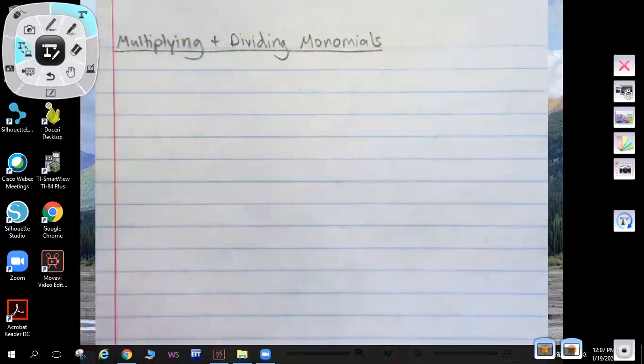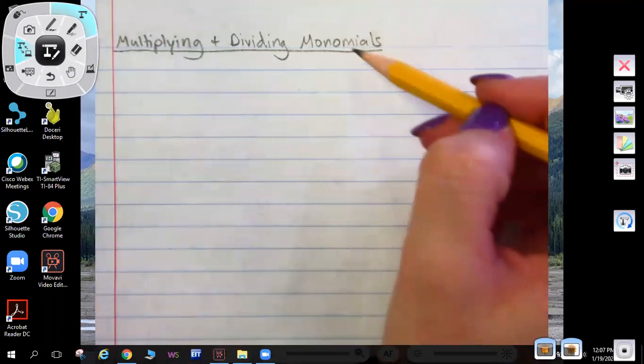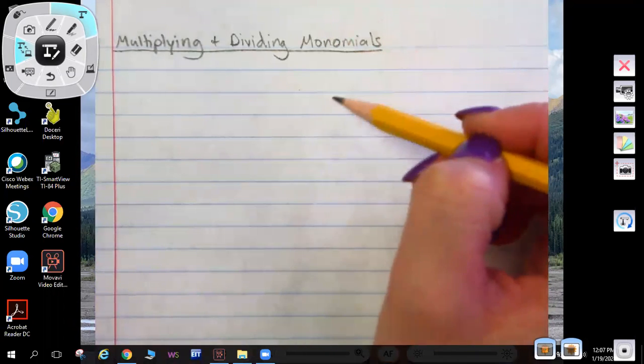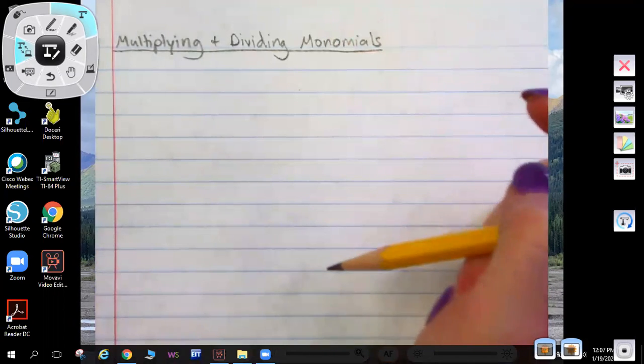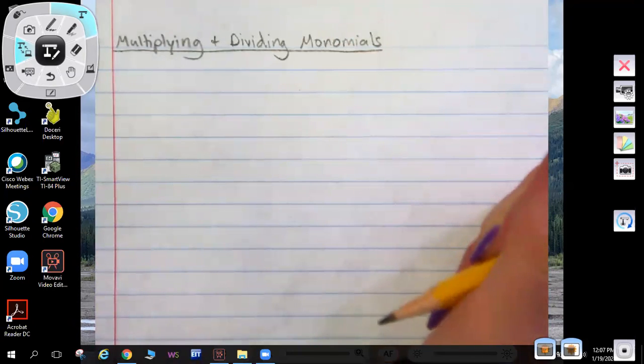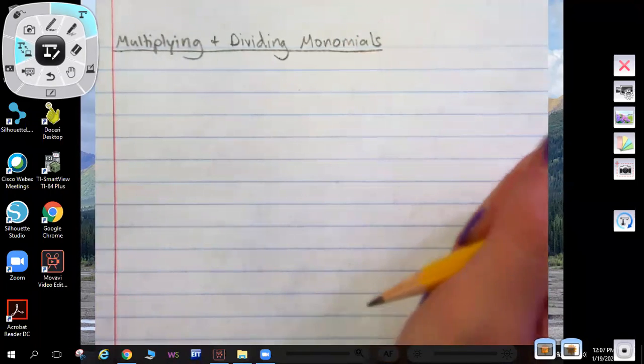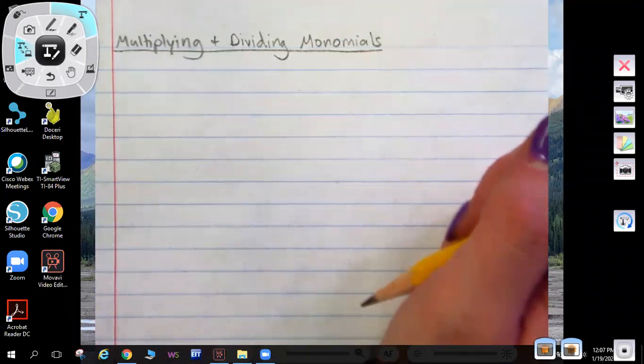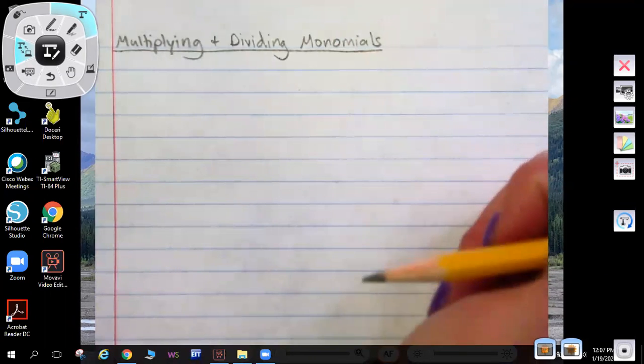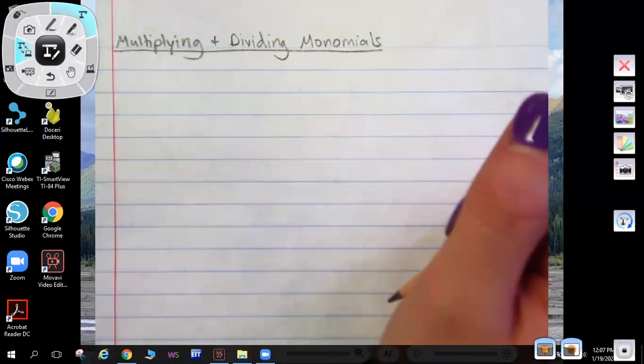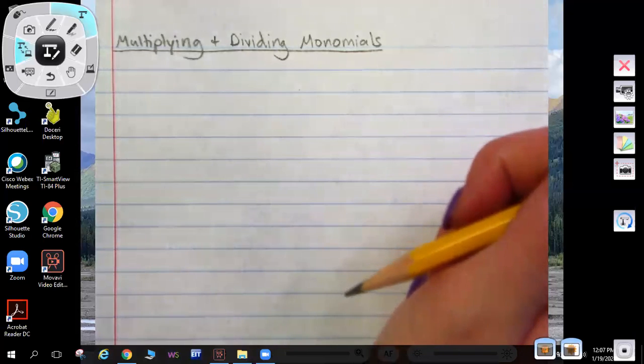Hopefully today's lesson is going to be just a reminder for you guys. You should have learned some of this either in Algebra 1 or Algebra 2. Just a reminder, a monomial is just an equation that only has one term. Like rather than having x squared plus 3x plus 27, you're just going to have one term where everything is being multiplied together. Like 2x squared, that's a monomial, or 2xy, or something like that.